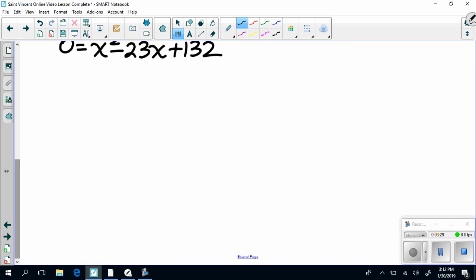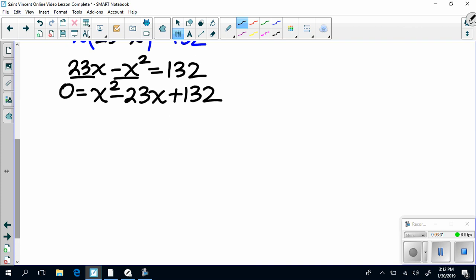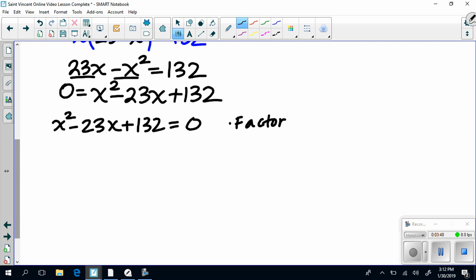Regardless of the 0, it doesn't matter if it's on the left or the right. If it bothers you, you can rewrite this and have it on the left. But the bottom line is once you see the 0, you should be able to factor this. If you can't factor, then you would have to use the quadratic formula. But most of the ones I give you, you will be able to factor. So please make sure you can factor trinomials.